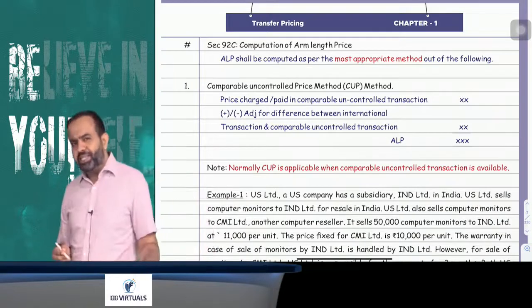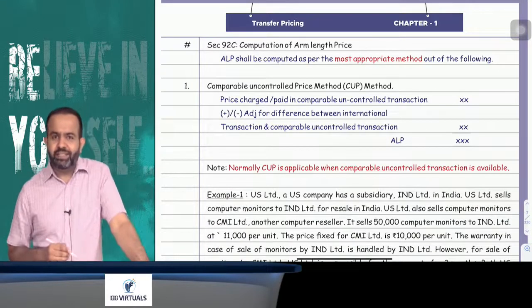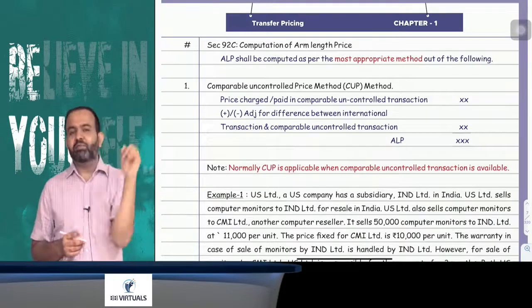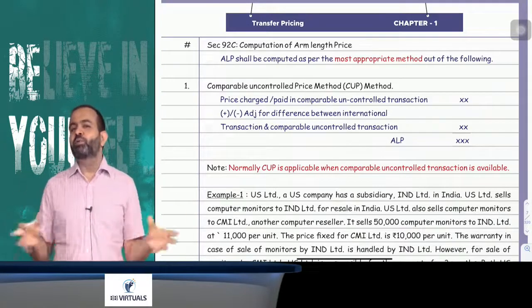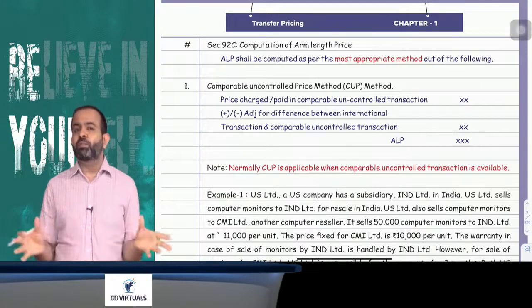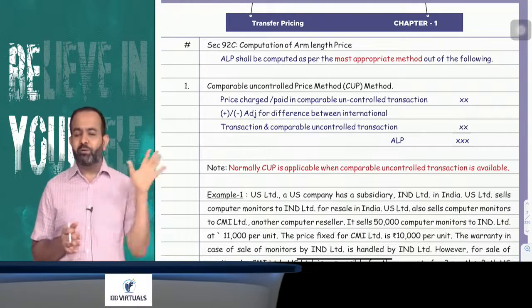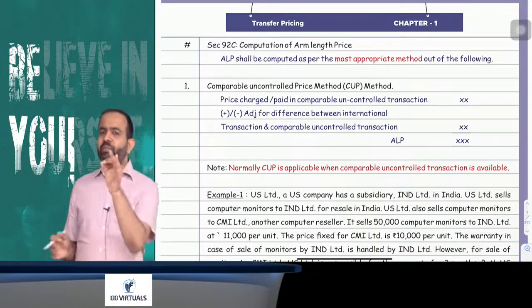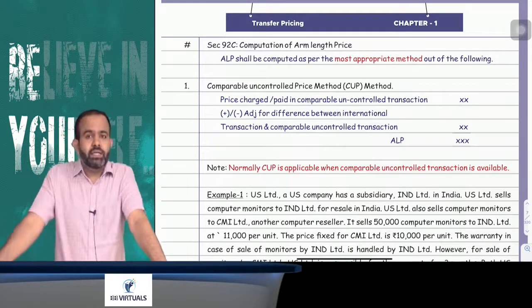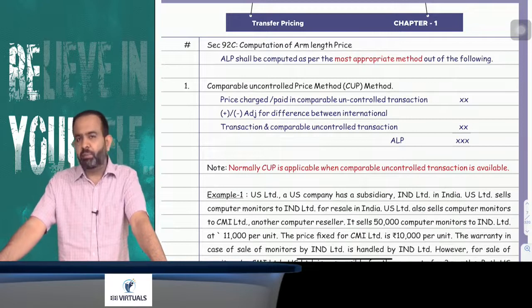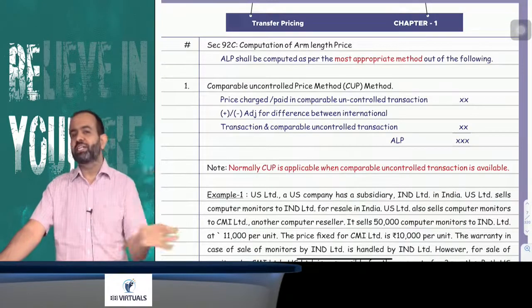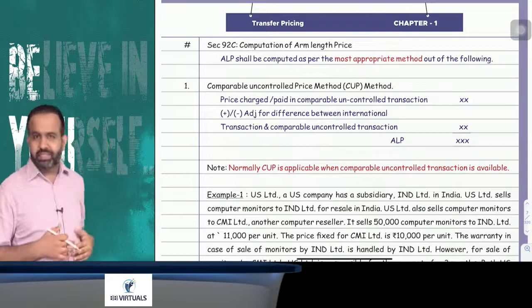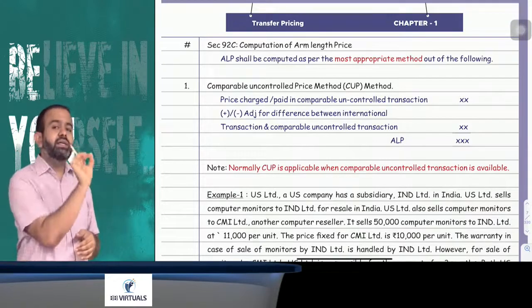So for arm length price calculation, as per section 92C, there are five methods. You have to choose the most appropriate method, means the best method out of these five methods that is suitable for your transaction. The first method is known as the comparable uncontrolled price method, or the CUP method. Just focus on the name of the method, that is comparable uncontrolled price method.